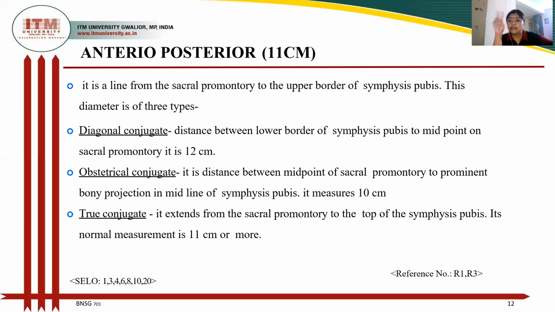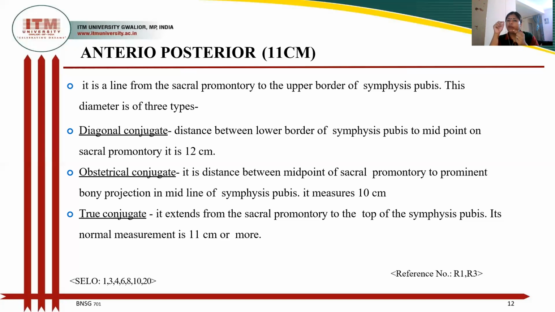Now, we actually have three conjugates in this anterior posterior diameter, and these are very important even when we are performing the vaginal examination. The first is the diagonal conjugate. So what is the diagonal conjugate? It is the distance between the lower border of the symphysis pubis to the midpoint on the sacral promontory.